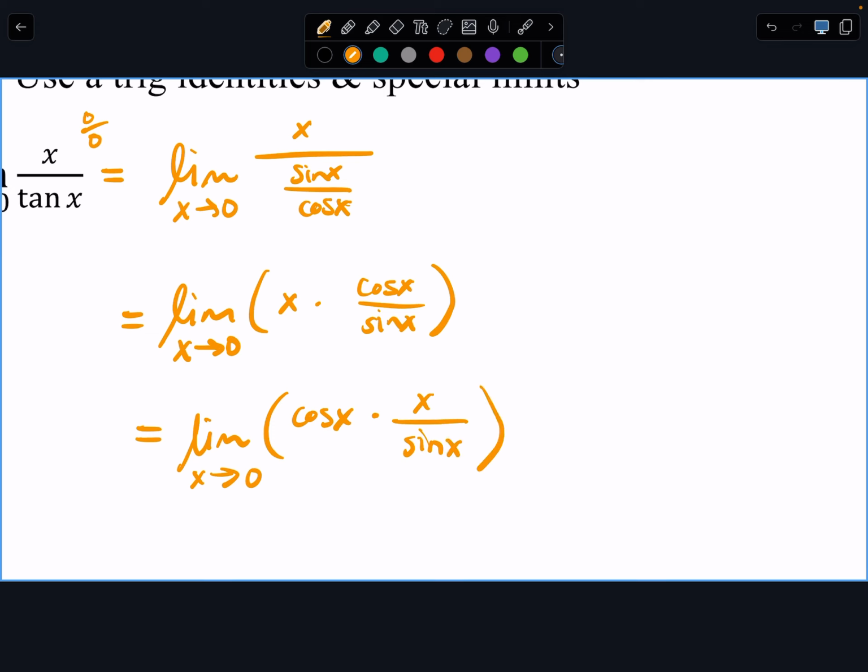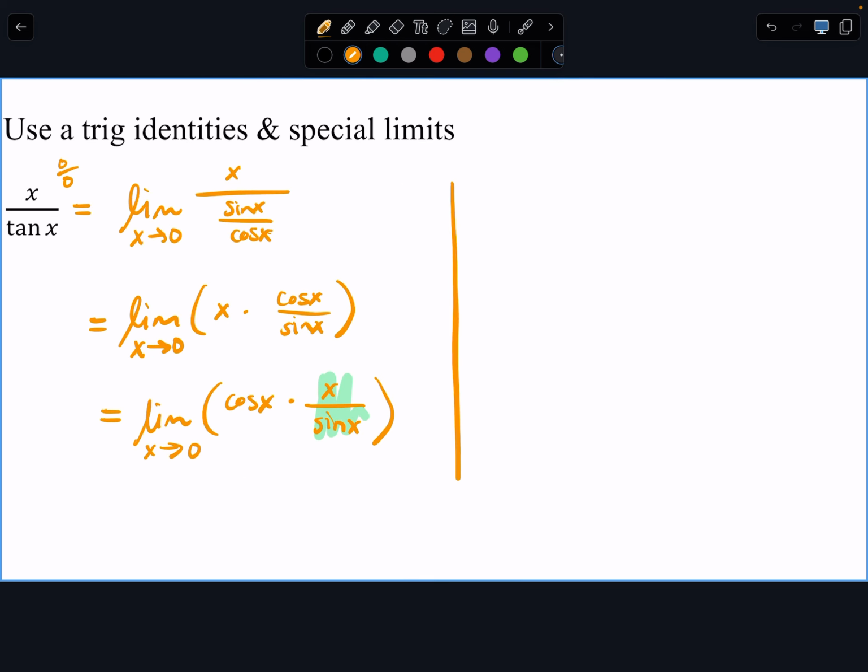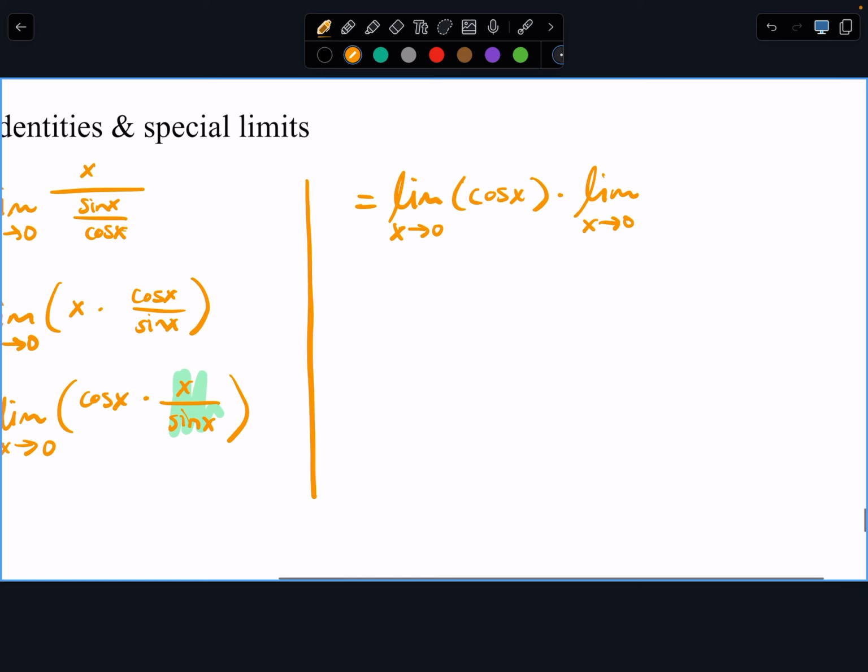And we're like, hey, we know what this limit is. So then, I'm going to write out the product limit property. You don't have to. But we're like, hey, cosine of 0 is 1. The limit as x approaches 0 of x over sine of x is 1. So this limit is 1. Do we follow that?